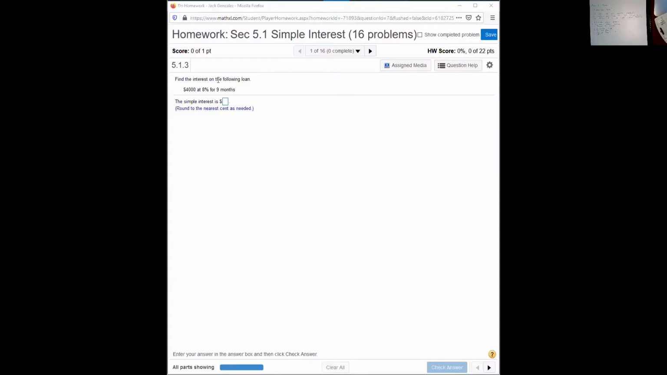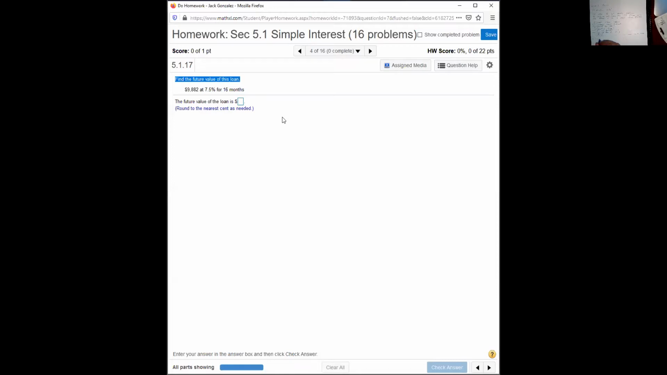Okay, I'm going to share the screen here. So these are simple interest questions from 5.1. You have a couple of these types where they just ask find the interest or find the future value. So if they just say this but don't mention what type of interest, I want you to assume simple interest. Okay. So let's do an example.